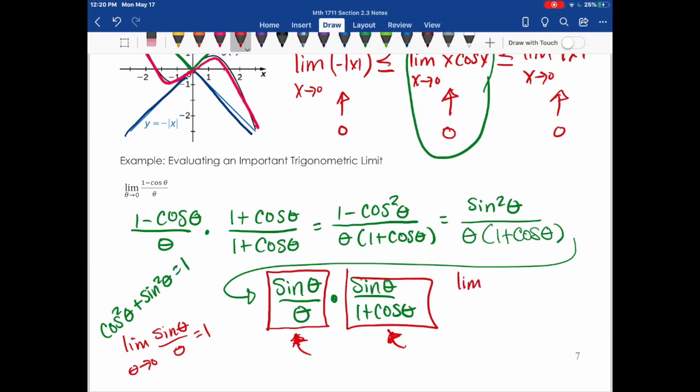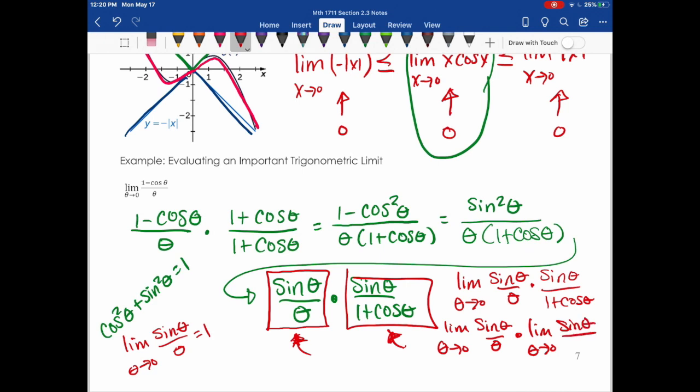So now I can use the product rule, where I take the limit as theta goes to 0 of sine theta over theta times sine theta over 1 plus cosine theta. And I can split this up into two limits. I can write this as the limit as theta goes to 0 of sine theta over theta, times the limit as theta goes to 0 of sine theta over 1 plus cosine theta. I know that this limit is 1, times, when I plug in 0 for sine over 1 plus cosine theta, I'm going to get 0. So the final limit of what we originally manipulated is 0.